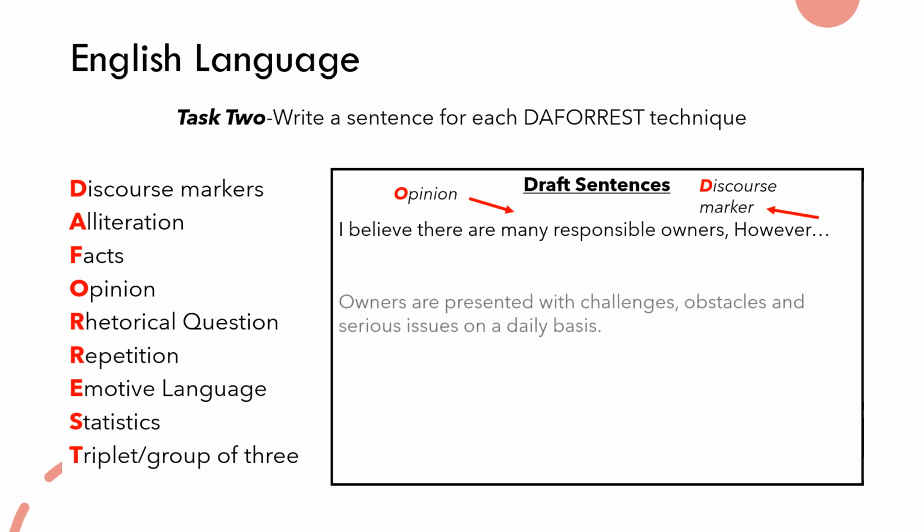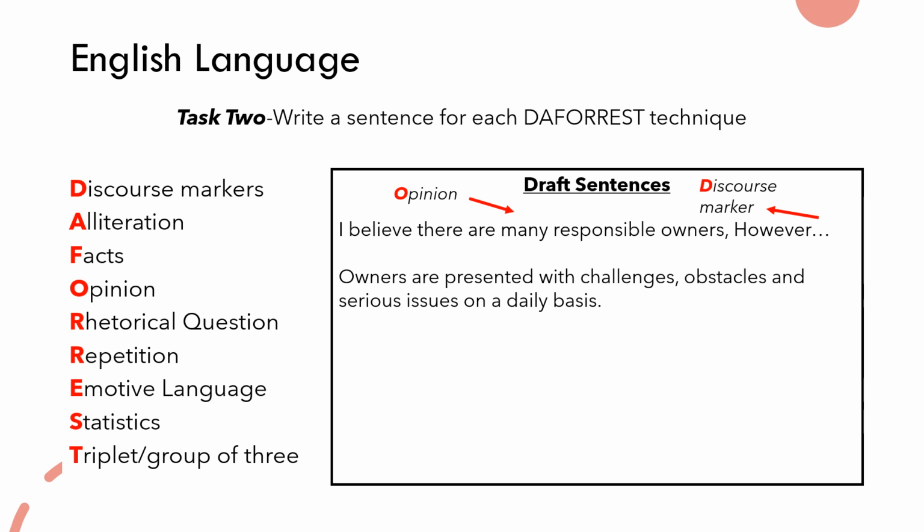Okay. The next one. "Owners are presented with challenges, obstacles, and serious issues on a daily basis." It's important to note that I'm not going to go in order for the DeForest techniques. Not all of them will be appropriate for the question or the type of response that you'll need to produce. The one that I've used here is a triplet, or a group of three. We know that because it's three things towards a common goal. Challenges is 1, obstacles is 2, and serious issues is 3.